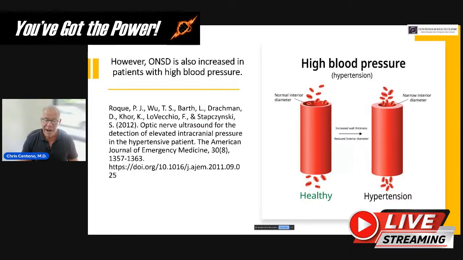We know, however, that ONSD is increased in patients with high blood pressure. It tends to be patients with the higher end of high blood pressure. So that's a problem, right? If you just have high blood pressure, it means we really can't trust this measurement.